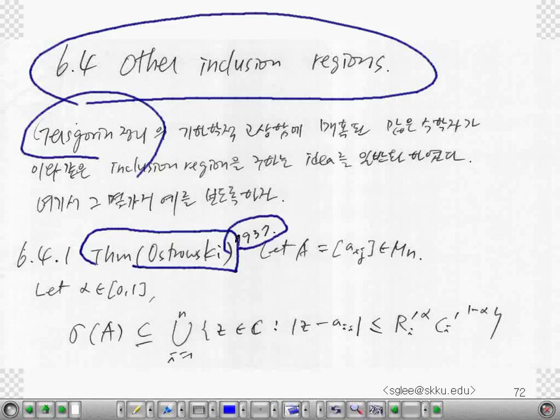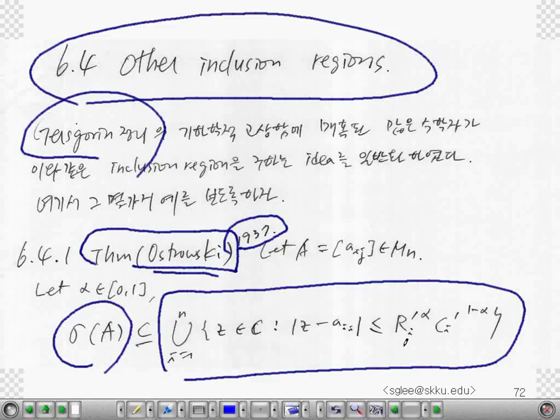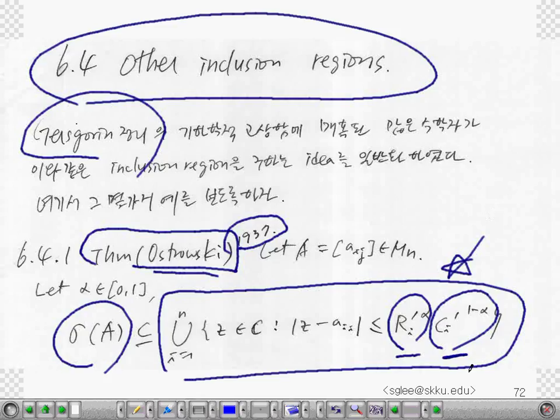In 1937, Ostrowski gave this. The set of all eigenvalues is in this region. Here, he is not using only the row sums; he is using row sums and column sums together. How could this have happened? How? Mr. Zhang, what can you think of? How could Ostrowski think of this instead of just one?